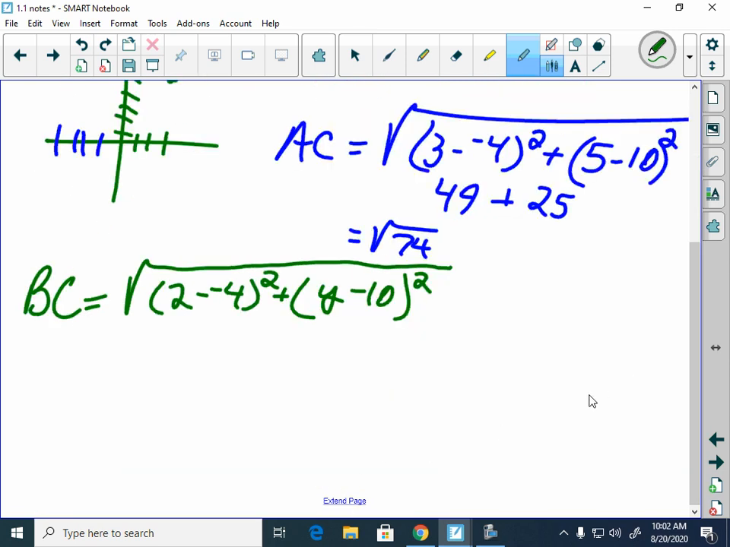Except I already know what that answer is. What does that answer have to be? It's got to equal the square root of 74. Because at the very beginning of the problem, it said that they were equidistant. By the way, I'm picking the hardest problem in the world.